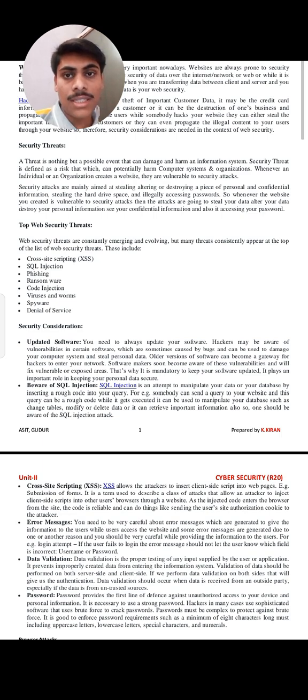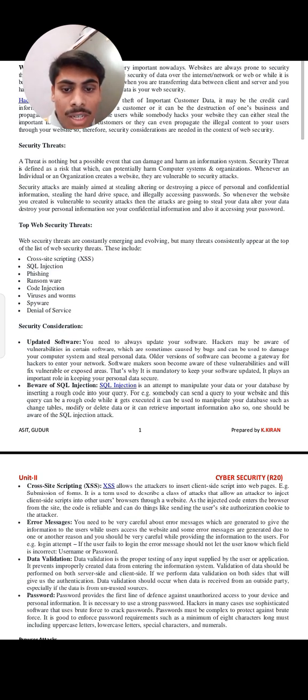Next, cross-site scripting. Cross-site scripting allows attackers to inject client-side script into web pages; this is called cross-site scripting. As the name itself represents, attackers insert a client-side script. Whenever attackers attack at the client side, that main concept is called cross-site scripting. An example is user authentication.